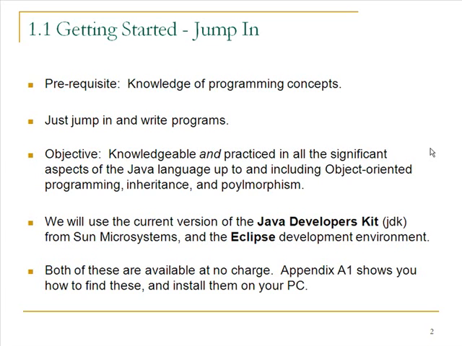So the objective of this entire class is to make you knowledgeable and practiced in all of the significant aspects of the Java language up to and including object-oriented programming, inheritance, and polymorphism. We're going to use for this course the most current version of the Java Developers Kit. As of today that's 1.6 something, but when you go and get your JDK you would download the most recent one. They will be backwardly compatible and any of them will be fine for this course.